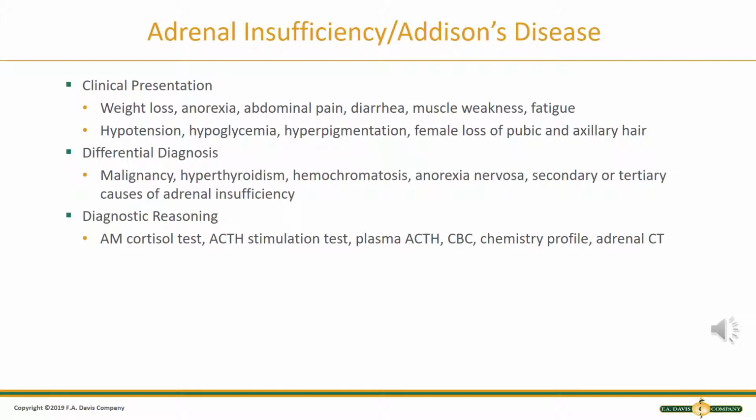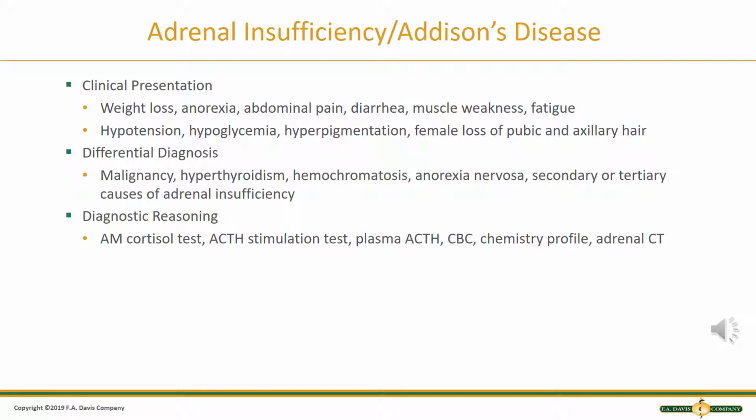A chemistry profile is not necessarily required for diagnosis, but you're going to see a typical pattern if you draw one: a low sodium, chloride, and glucose, increased potassium, and elevated BUN and creatinine. On CBC, you're commonly going to see neutropenia, lymphocytosis, eosinophilia, and a normocytic normochromic anemia.